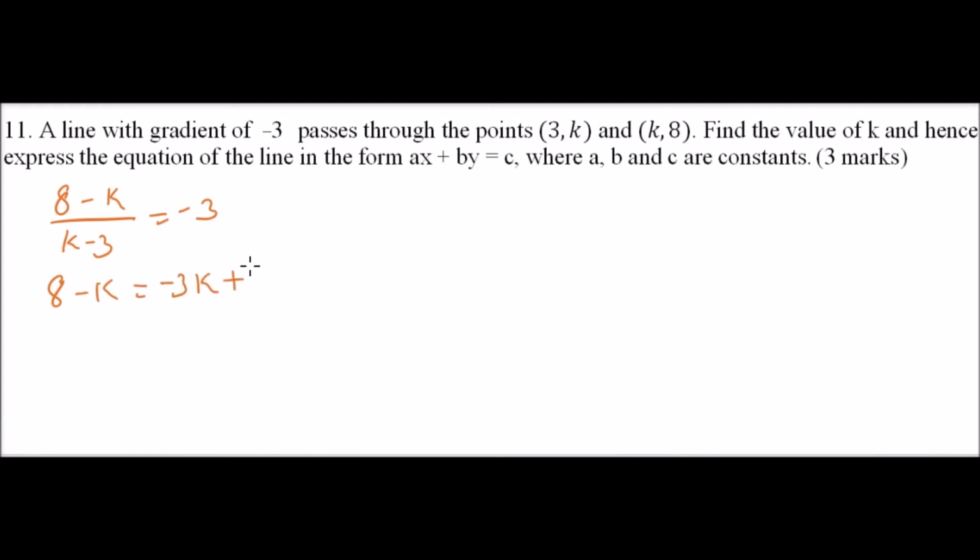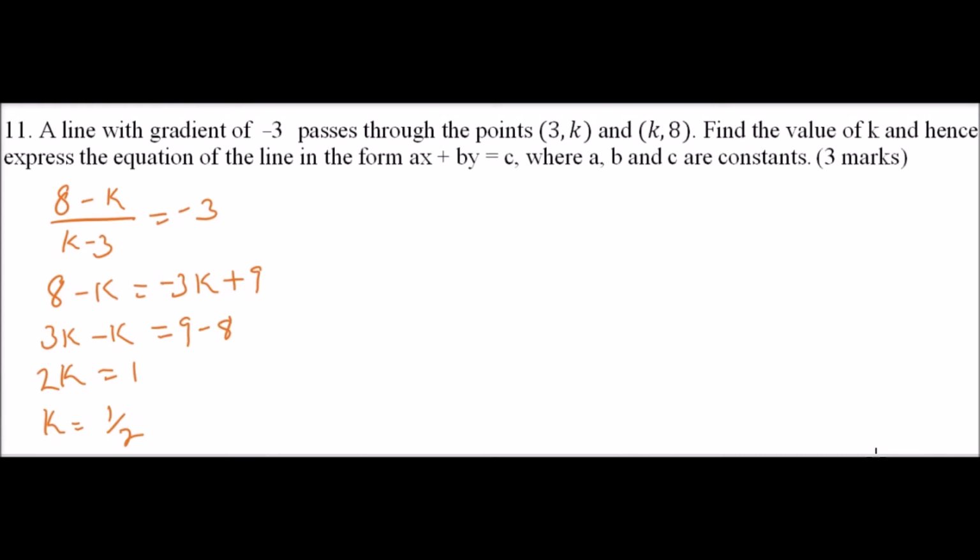Then we have plus 9. Bring k to this other side. So we have 3k changes to positive, minus k. Take 8 to the other side, it will be 9 minus 8, implying 2k is equal to 1, k is equal to 1 over 2. So that is, you get the value of k.